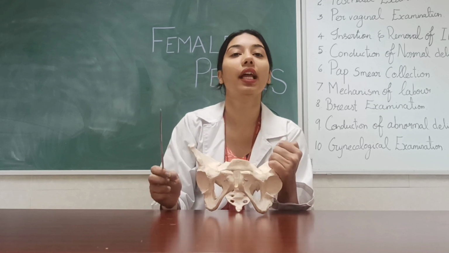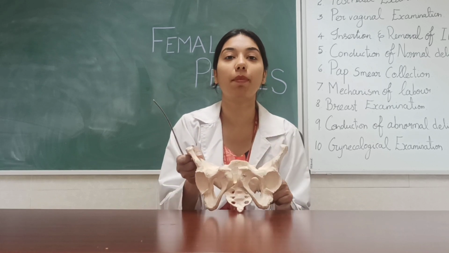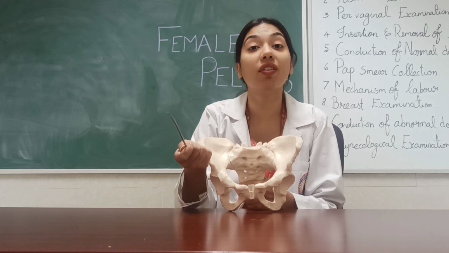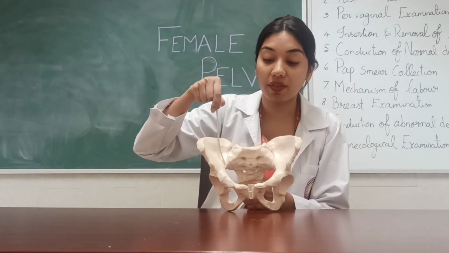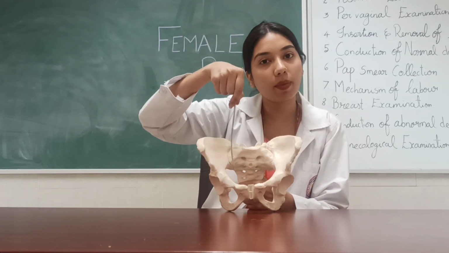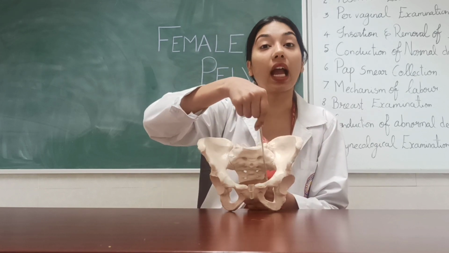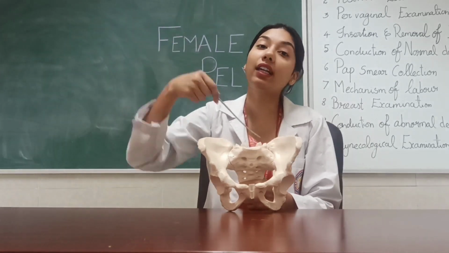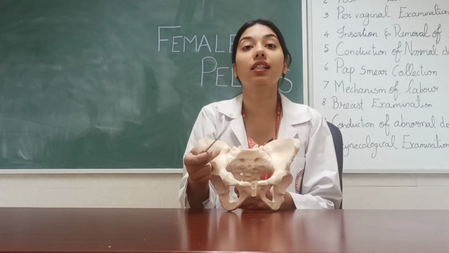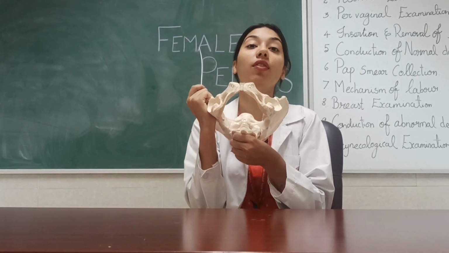So this is about the anatomy of the maternal pelvis. This has three parts: the pelvic inlet, from which the head of the baby will enter. The next part is the pelvic cavity, through which the baby will travel down, and next is the pelvic outlet, from which the baby will be coming out.